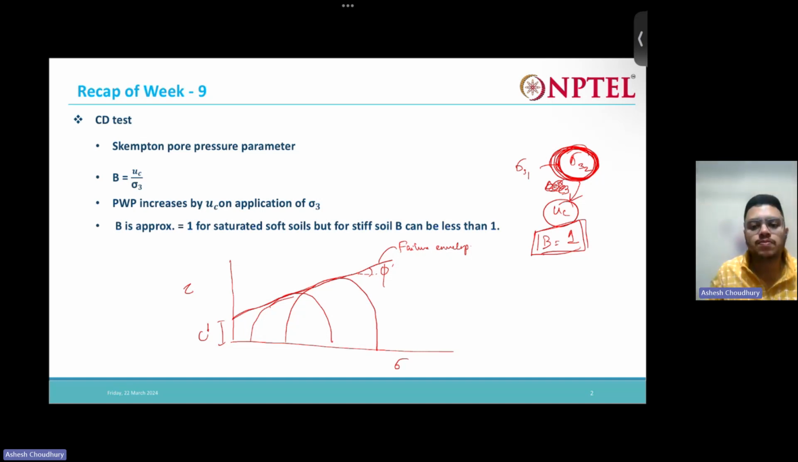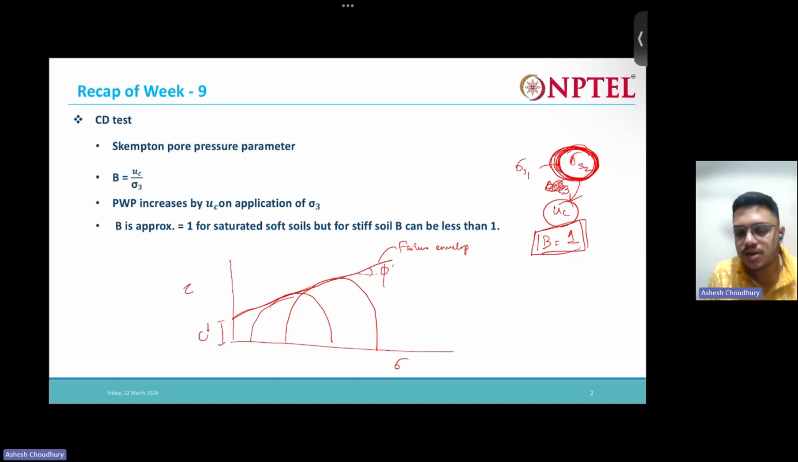Okay, that means you apply cell pressure and we note down the pore pressure. Then we increase the cell pressure, and that increment in cell pressure should reflect as an equivalent increment in the pore water pressure, right? But that will only happen when the soil is perfectly saturated, right? That's why B is approximately equal to 1 for saturated soil, but for stiff soil B can be less than 1. Generally, for a completely saturated soil sample it is very close to 1.